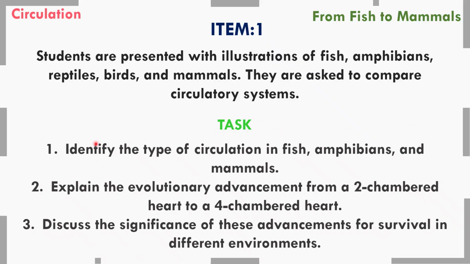Task: identify the type of circulation in fish, amphibian, and mammals. Explain the evolutionary advancement from a 2-chambered heart to a 4-chambered heart. Discuss the significance of this advancement for survival in different environments.